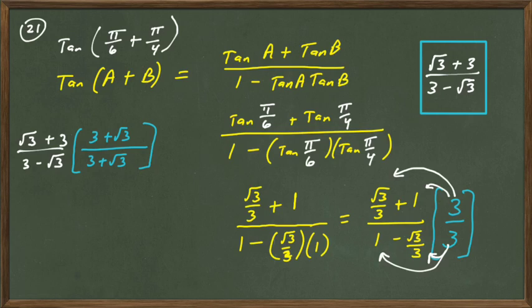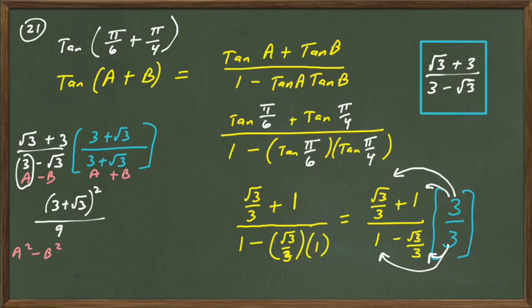You'd get 3 plus radical 3, and that would be squared. On bottom, do you know what a minus b times a plus b is going to yield? A squared minus b squared. So if this is a, what's a squared? If this is b, what's b squared? So you end up with a 6 on the bottom.